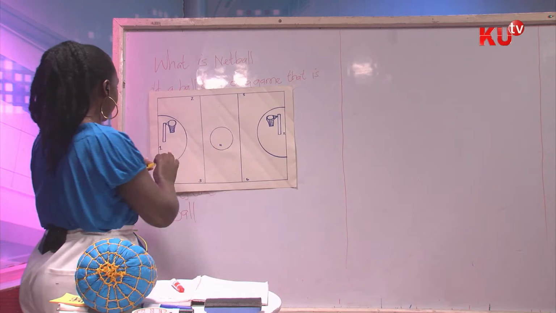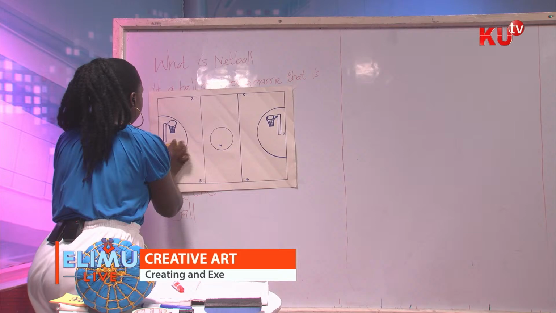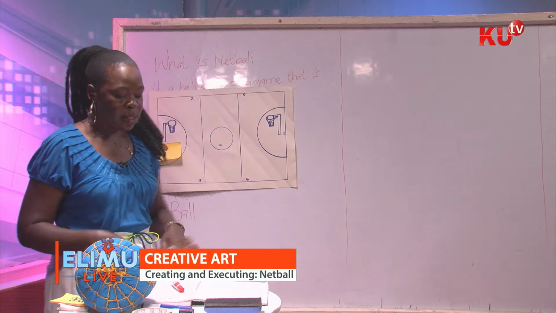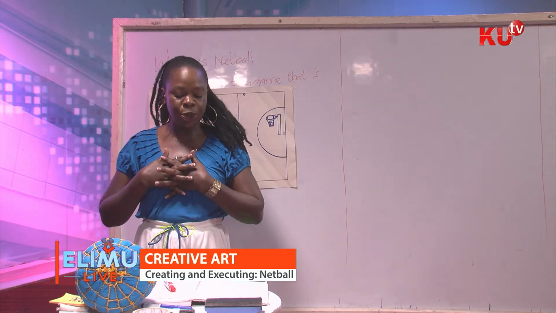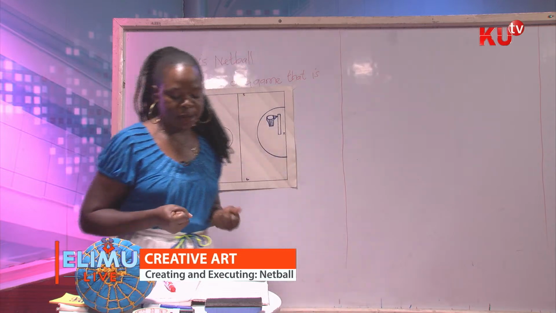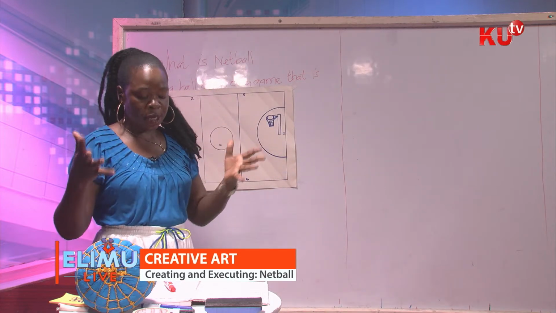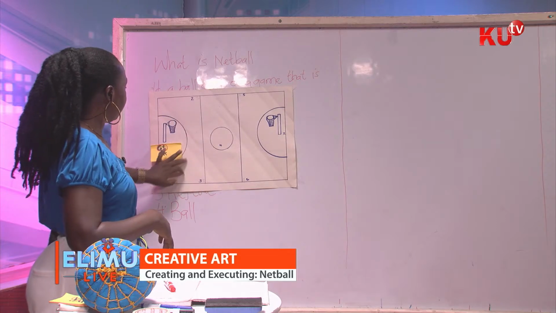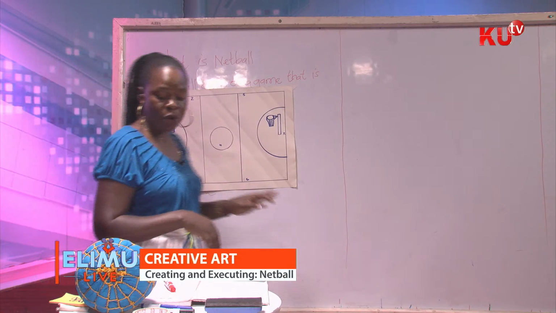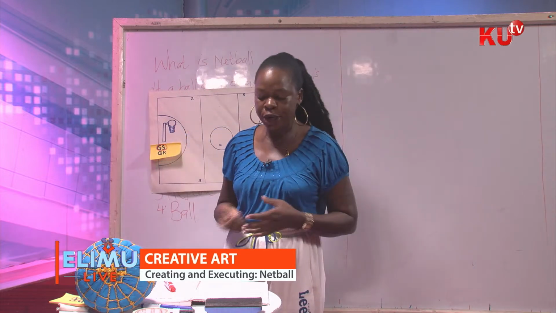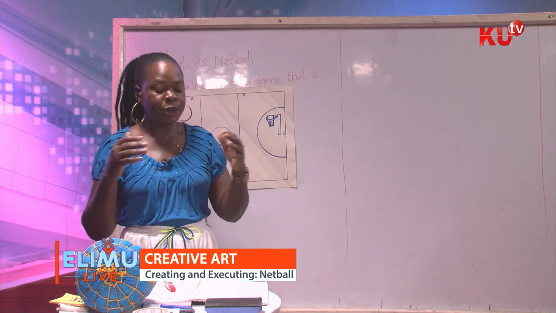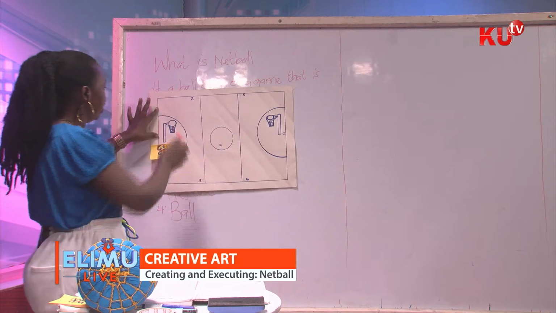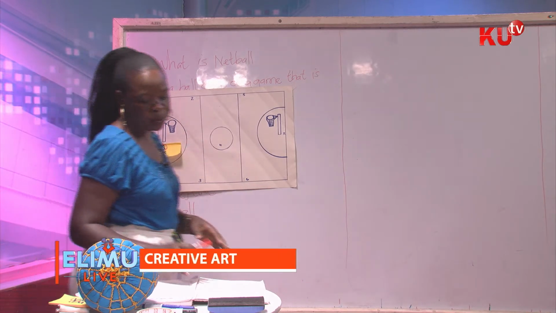Here we have position 1. This is the first position. In the first position, we shall have the goal shooter and the goalkeeper. The work of the goal shooter is to score the goals. She is allowed to move within this semicircle. And then we also have the goalkeeper. The work of the goalkeeper is to defend the net and stop the opponents from scoring. The goalkeeper is also only allowed to move within this semicircle.